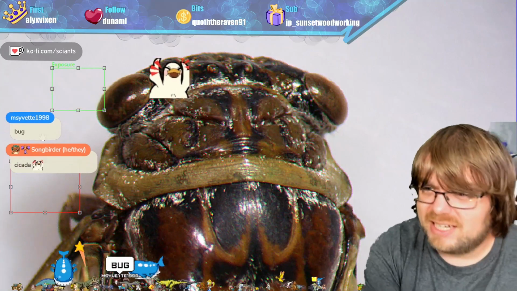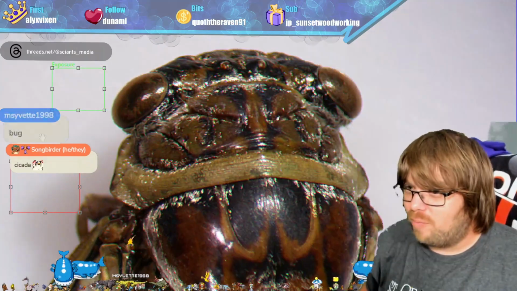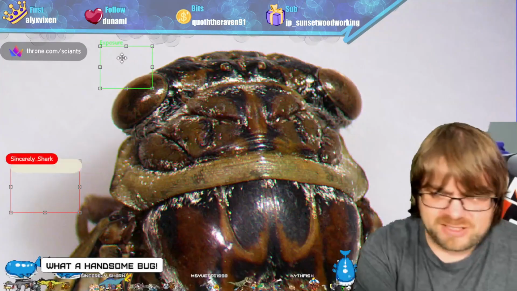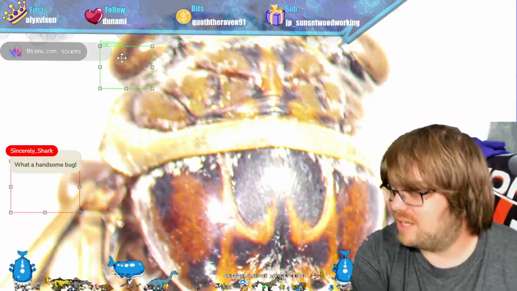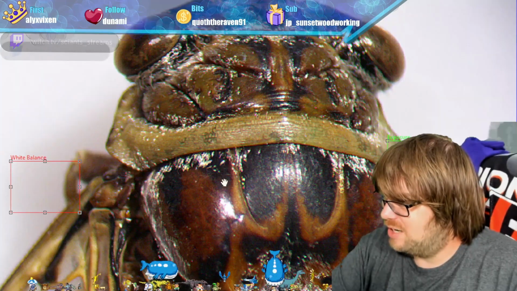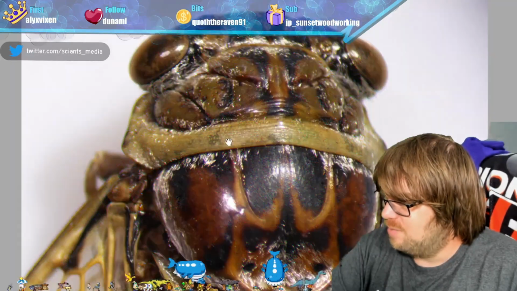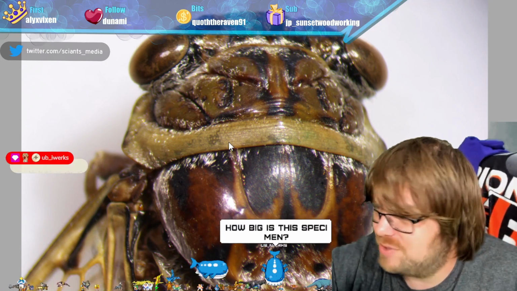Songbirder guessed it. It is in fact a cicada. There are a whole bunch of cicadas over in Florida, so I thought it'd be kind of cool to bring one back. A dried specimen that we identified. I really like the shading of this. Yeah, it looks really, really nice. This is a relative of one of those hoppers that we identified.